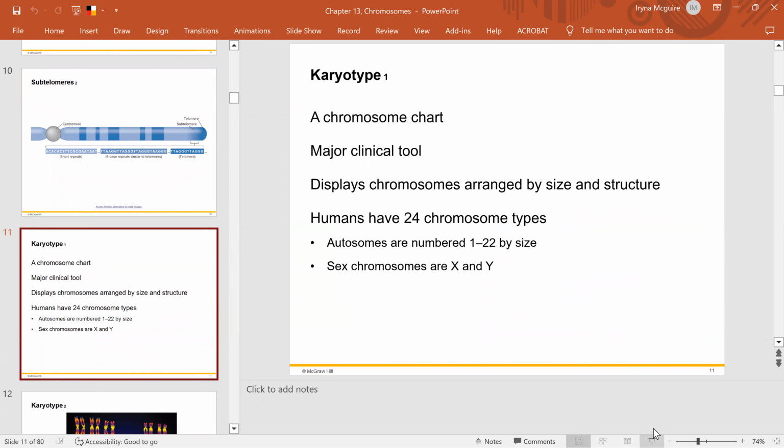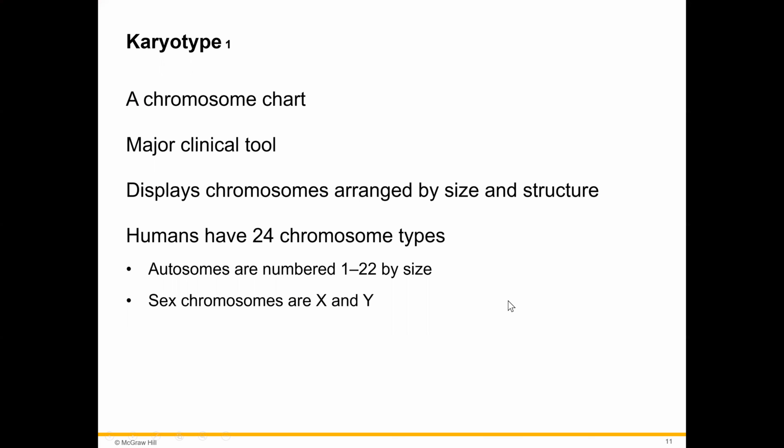Now, what is a karyotype? It's a chromosome chart. It's a major clinical tool. It displays chromosomes arranged by size and structure. Humans have 24 chromosome types. Autosomes are numbered 1 through 22. So we have chromosome 1, chromosome 2, chromosome 3, and so on, up to 22. And we have sex chromosomes, either the X chromosome or the Y chromosome.